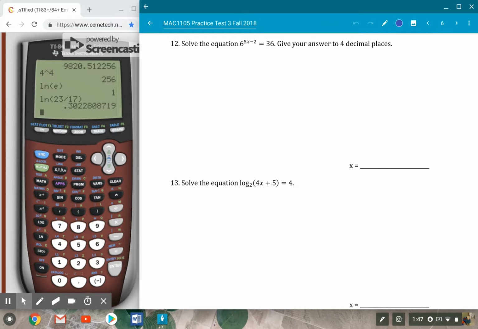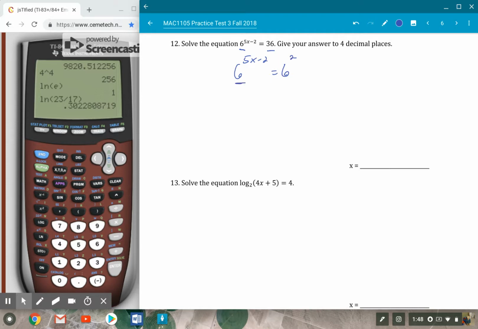With that, I can move to number 12, a similar type of problem to solve with a little bit different take. It says solve the equation 6 to the 5x minus 2 equals 36. Give your answer to 4 decimal places. Now what I notice here is that the bases are 6 and 36. Well, I can make those very similar because 36 is the same as 6 squared.